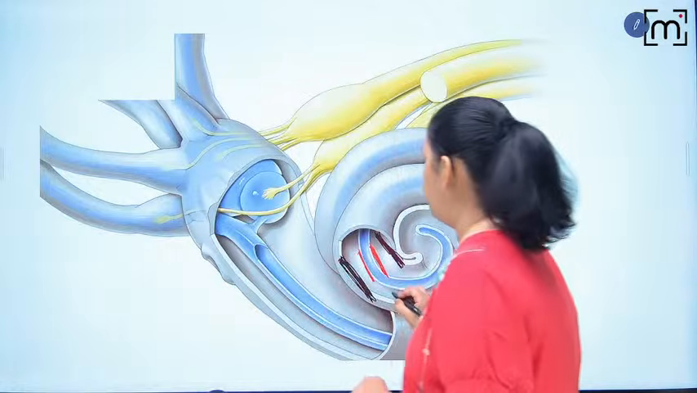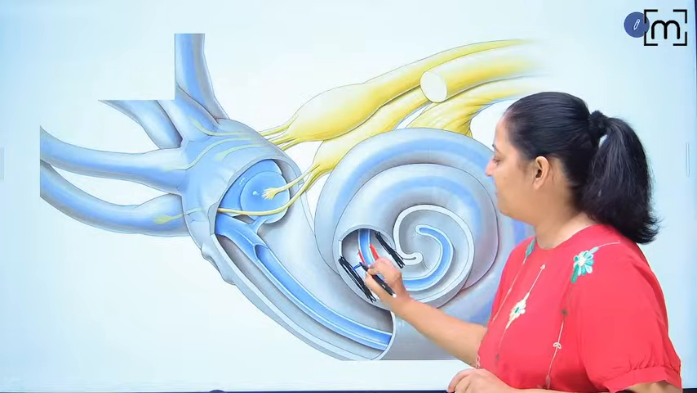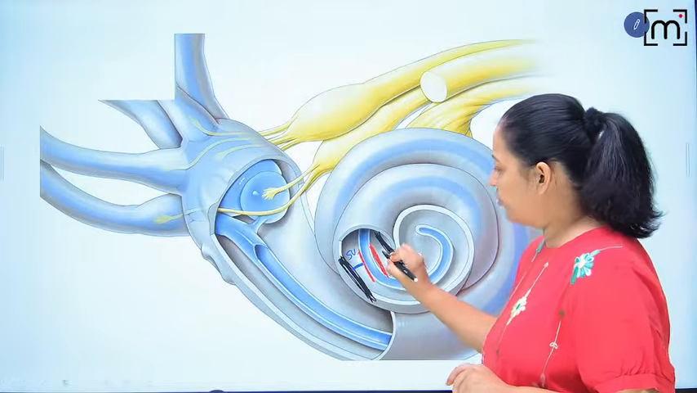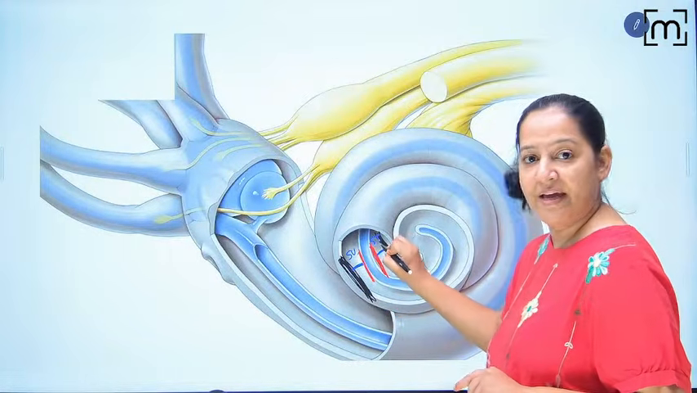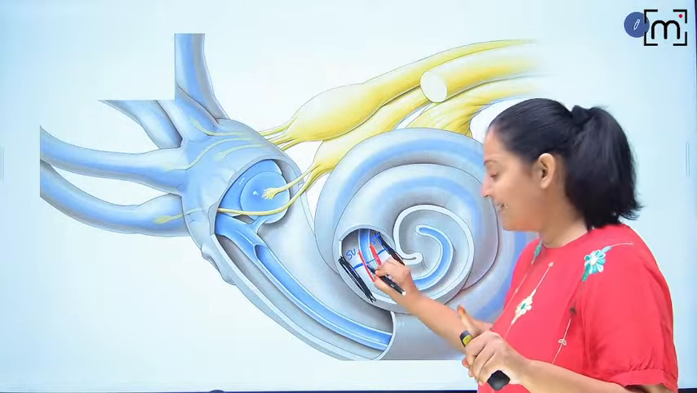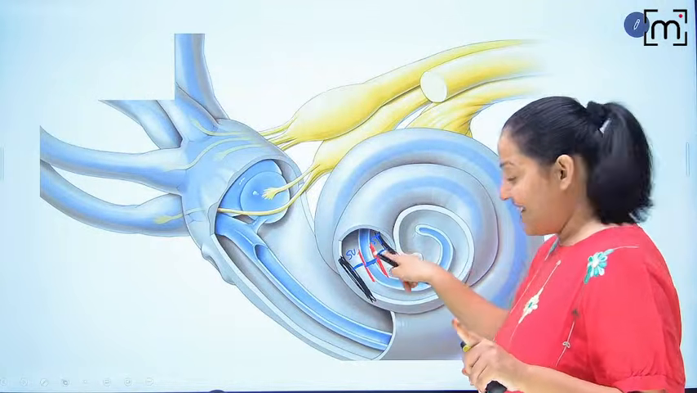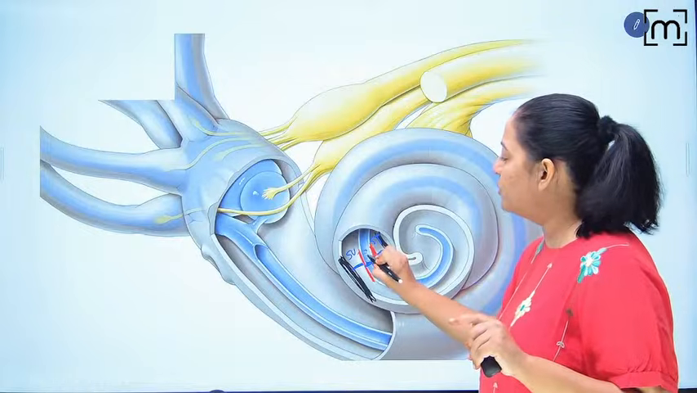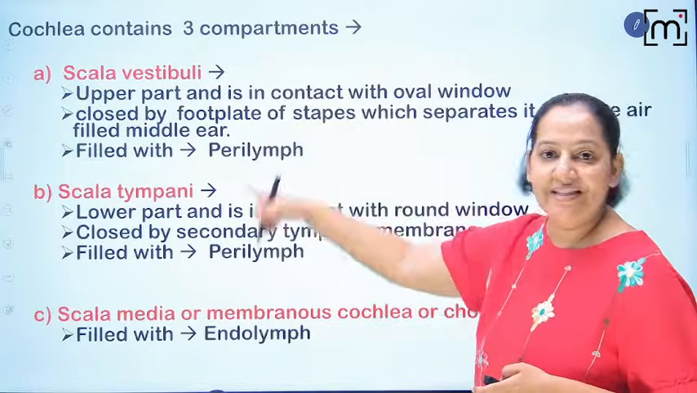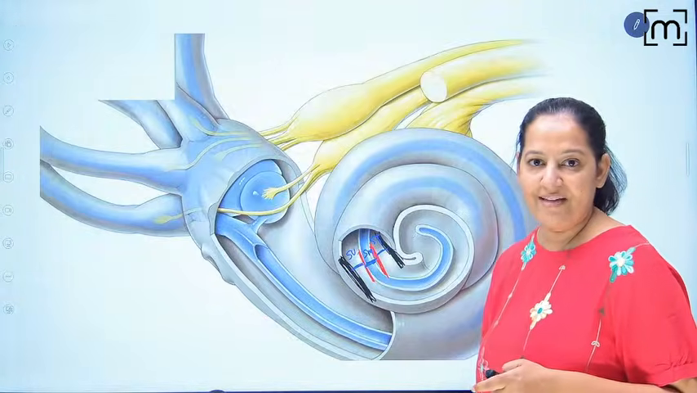You can see the upper portion is known as scala vestibuli. The lower portion is known as scala tympani. And the central portion is the membranous cochlea. These are 2 bony cochleas, side by side. The central membranous cochlea is known as scala media. So we have 3 scala. You got my point? Say yes, say no, say something.